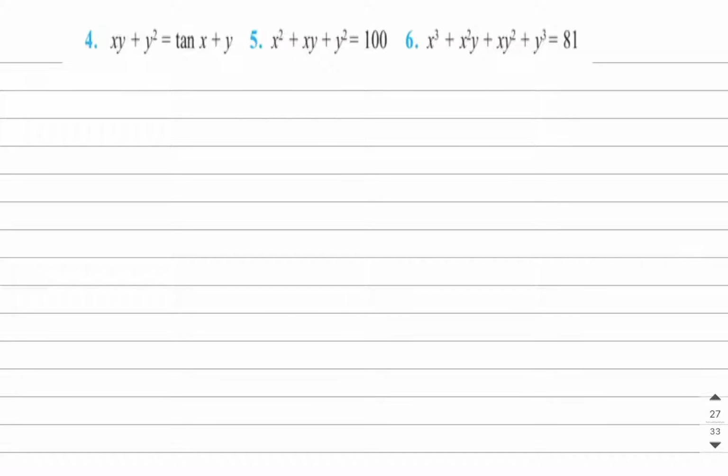Let's solve the fourth problem. The given implicit function is xy plus y square is equal to tan x plus y. We need to find dy by dx. Again, differentiating on both the sides. For this, we will apply the product rule.